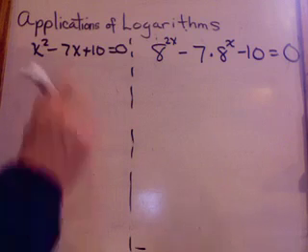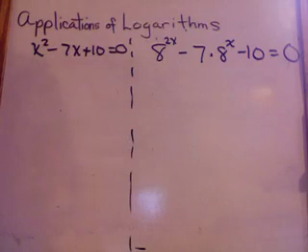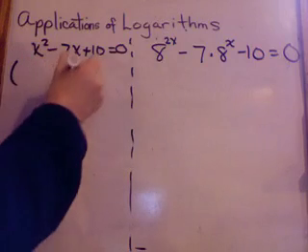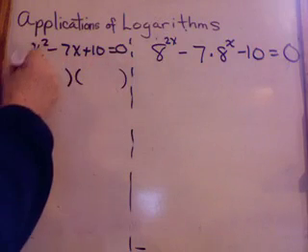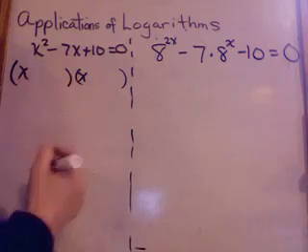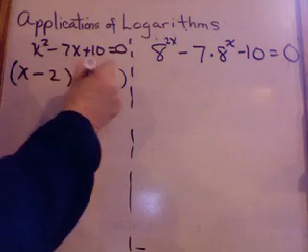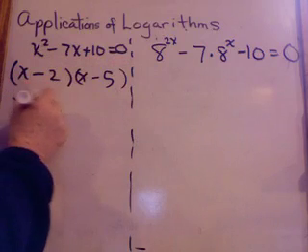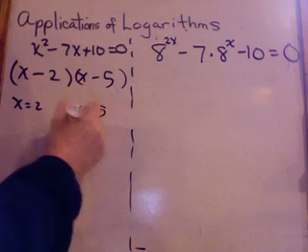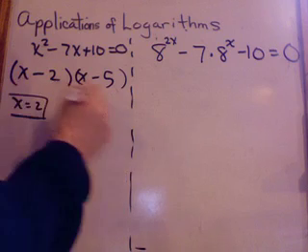Okay, one more example. If you were asked to factor this problem, that's a no-brainer, right? Two parentheses, x and x for the x squared, 10: 10 and 1, 2 and 5. 2 and 5, minus 2 minus 5. So x equals 2, x equals 5. I skipped a step, hope that's okay.